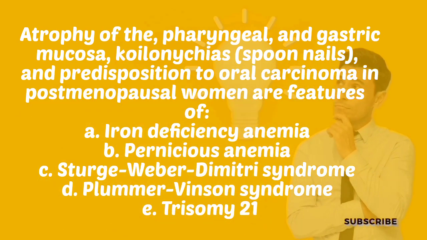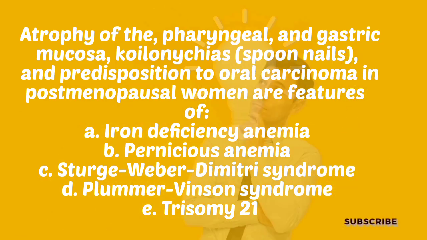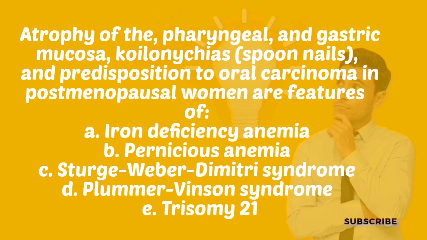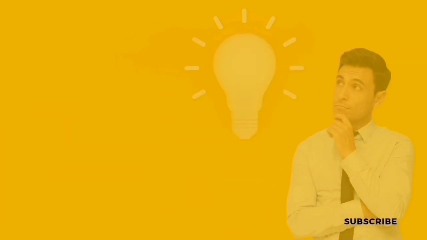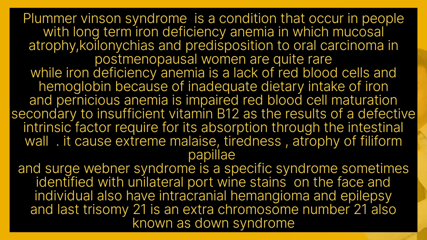Question: Atrophy of the pharyngeal and gastric mucosa, cheilitis, spoon nails, and predisposition to oral carcinoma in postmenopausal women are features of A. Iron deficiency anemia, B. Pernicious anemia, C. Sturge-Weber-Dimitri syndrome, D. Plummer-Vinson syndrome, E. Trisomy 21. Correct option is D.